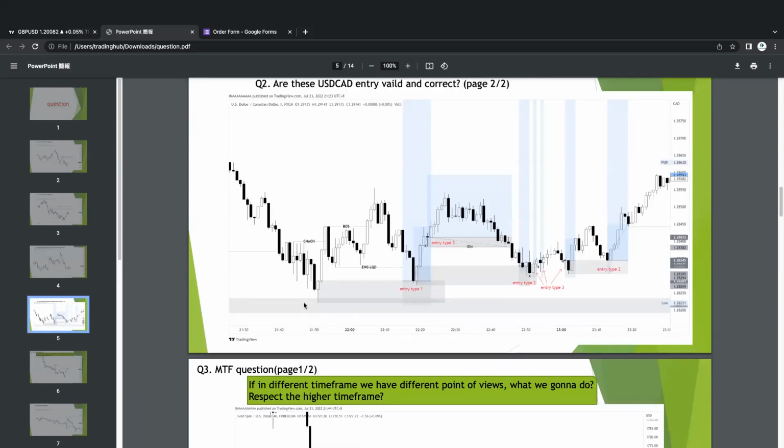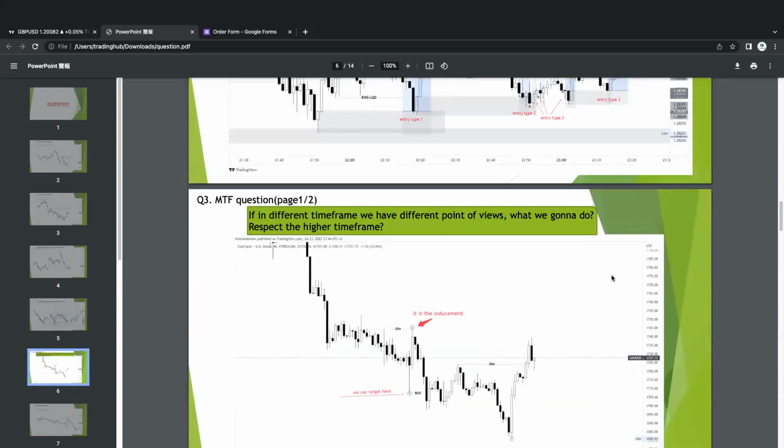Are the entries valid? If market taps on this demand zone, then choch, inducement, sorry, liquidity, engineering liquidity and inducement, I think same. So this is entry type 1, correct, first entry. At this point, structure breaks and goes higher, entry type 2, sweep. These look like very good entries here. Obviously, these are all valid entries. Excellent.